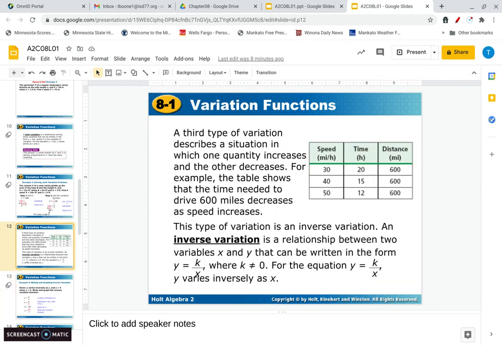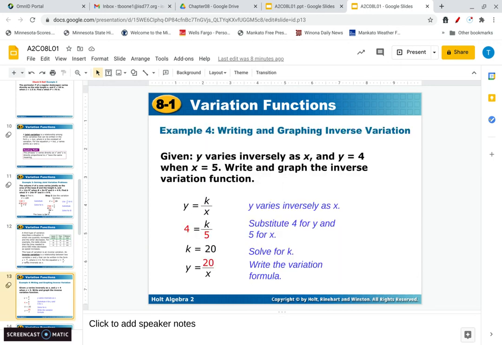All right, and then another one that we have is inverse variation. That's when one gets bigger, the other gets smaller. So the faster you go, the less time it takes to get there if the distance is constant. So we would say that y is equal to k divided by x. That's what we have there.